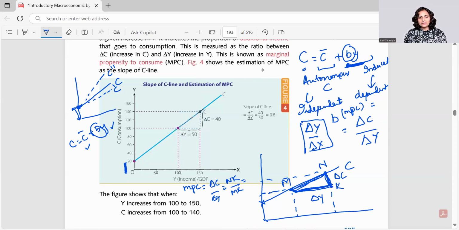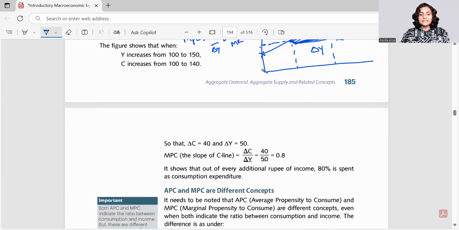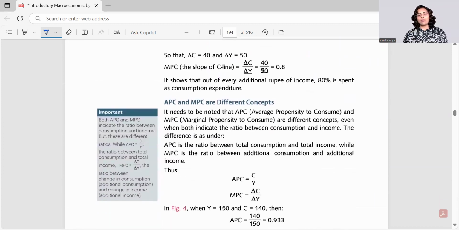So consumption is 40 and this value is 50, and hence MPC becomes 0.8. Now, the point is there is one more concept. It's not MPC, it's APC. What is the value of APC and how are APC and MPC different?